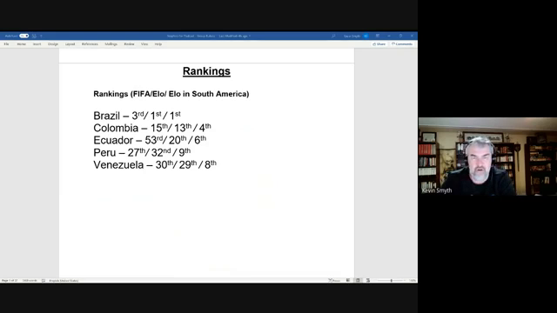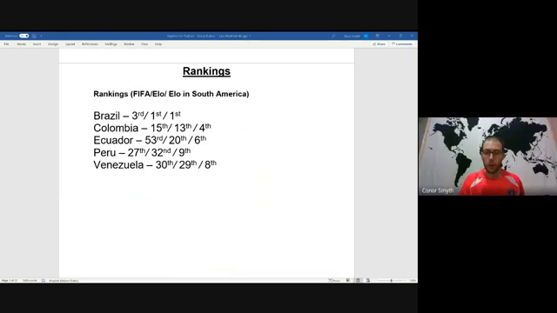Team number 4 is Peru. Peru are 27th in FIFA rankings and 32nd according to ELO. So interestingly, while they're 25 places higher than Ecuador in the FIFA rankings, they're 12 places below them in ELO. They're the second lowest South America team in ELO. So I'm not sure if ELO is quite as reliable as we usually find it to be, given their strong recent performances, which we've talked about.